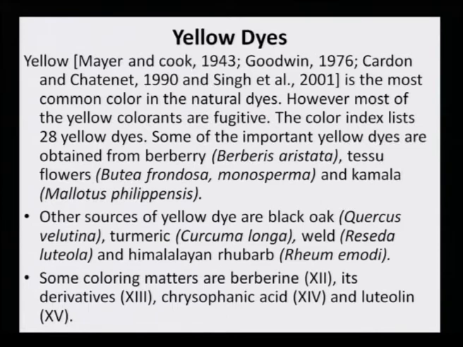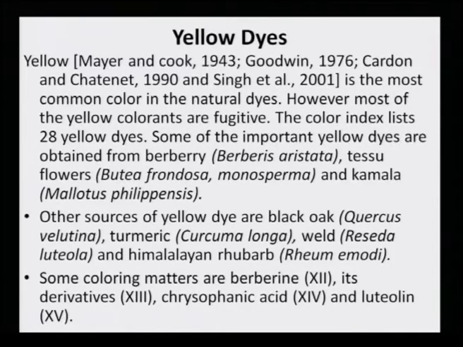Some coloring matters are berberine, its derivatives, chrysophanic acid and luteolin. These are the main structural compounds in the yellow dyes. Of course, there are other types of structural details. These are just representative, that is berberine is one which is from the Berberis aristata, and chrysophanic acid is present in tesu, and luteolin is also present in many compounds because it is a very popular flavanone.